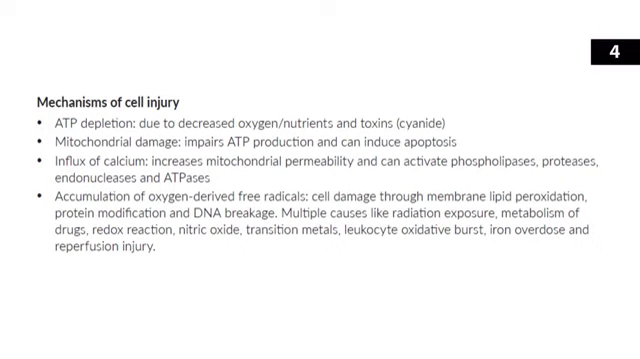Next, let's talk about accumulation of oxygen-derived free radicals, also referred to as oxidative stress. So free radicals cause cell damage through membrane lipid peroxidation, through protein modification and DNA breakage. Free radical injury can also be created by a lot of different things. So how do you get those free radicals? Well, radiation exposure, metabolism of drugs, redox reactions, nitric oxide, transition metals, a leukocyte oxidative burst. Now, some of these are desirable, like the leukocytes creating an oxidative burst, because it's going to be useful in killing bacteria. Of course, radiation would not be a good way to encounter free radicals.